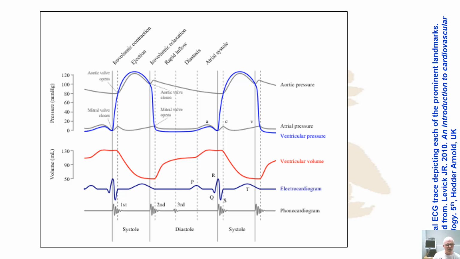And so you can see at the top the responses: at peak pressure you get ejection, then you get an isovolumetric relaxation, then we get the rapid inflow, and so on. So you can see how the electrical activity on your ECG is related to the structures and the functioning of the heart in terms of blood flow through the heart.